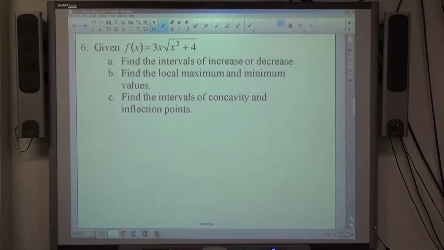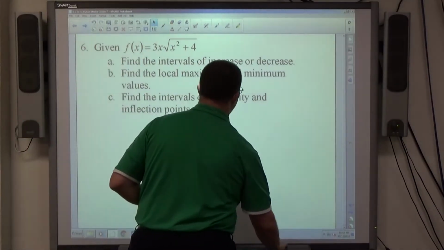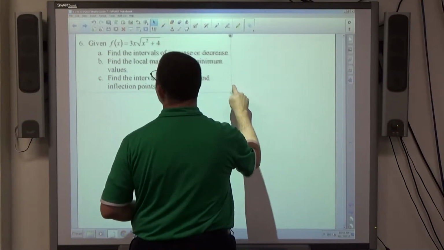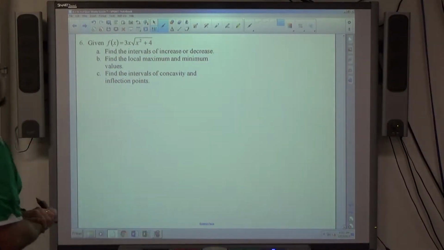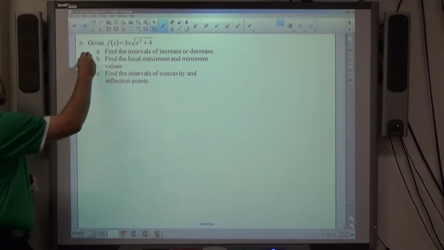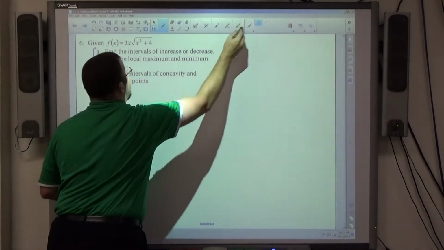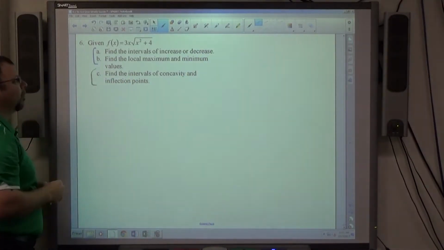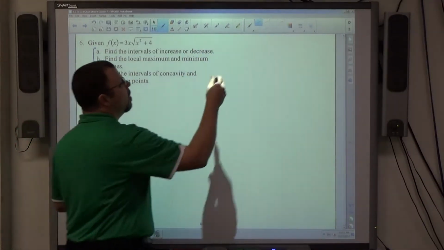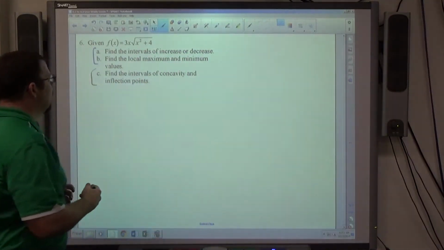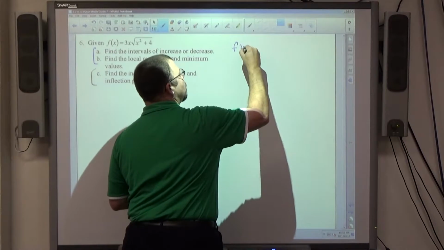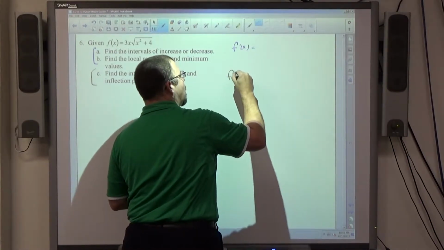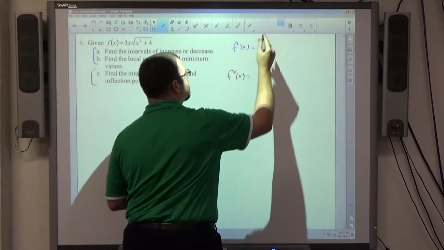So this time we have a rational or a radical function. I'm going to shrink this down a little bit just so there's more room to write. F of x equals that. So intervals of increase, decrease, and max and minimum values are again first derivative information. And the intervals of concavity and inflection points are second derivative information. So first thing I want to do is find derivatives. And what I recommended doing was getting those derivatives simplified. So f prime of x equals something. F double prime of x equals something.